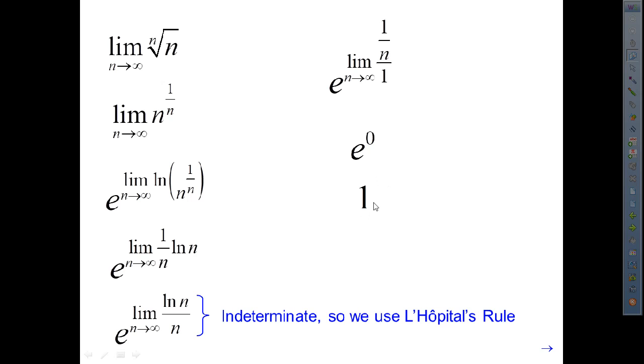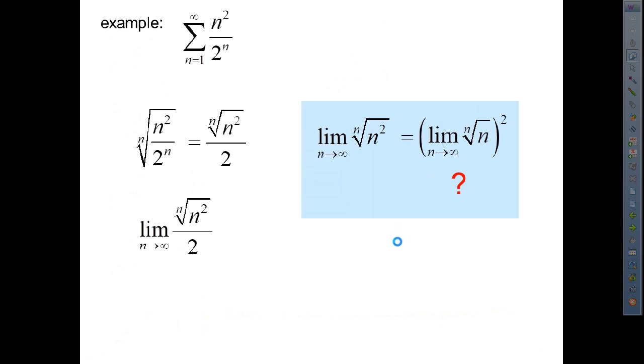Now, once we get this 1, remember this is only part of the limit we were actually taking, so we want to go back and plug it in. So remember, we had the limit as n approaches infinity of the nth root of n, quantity squared. So we've got that 1 squared, and then that's going to go right up here on top. So the limit as n approaches infinity of the nth root of n squared over 2 is going to equal 1 squared over 2, which is just 1/2.